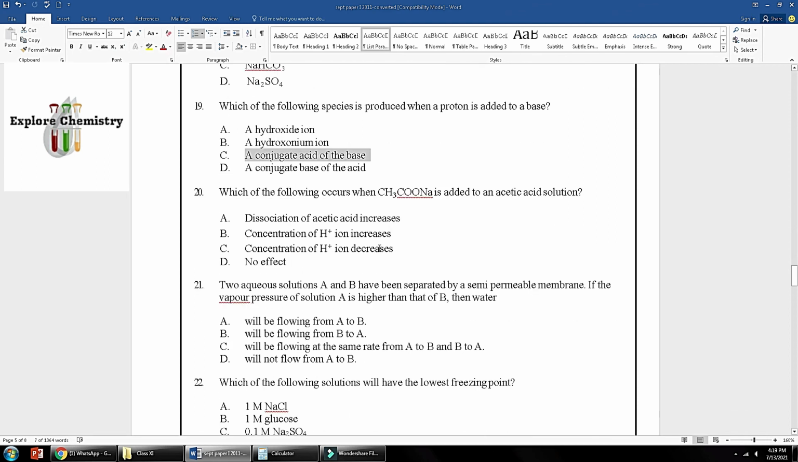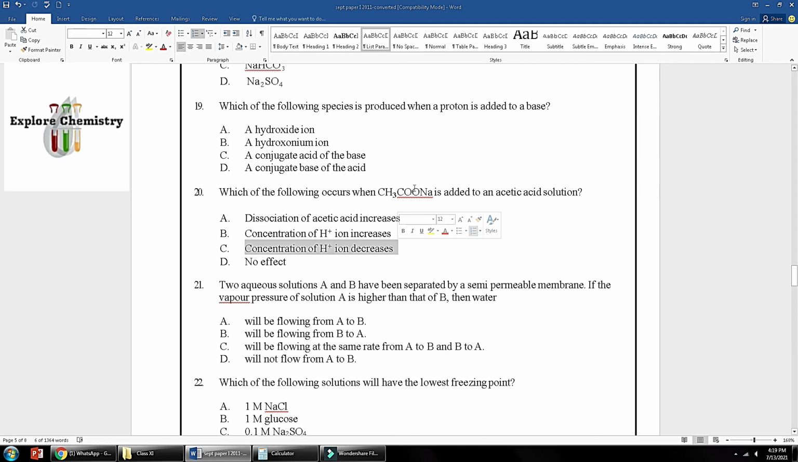Number 20, which of the following occurs when sodium acetate is added to an acetic acid solution? A buffer solution will form, I guess, and let's read the options. Option A is dissociation of acetic acid increase. No, due to common ion effect, acetic acid dissociation will decrease. Concentration of hydrogen ion will increase. No, concentration of acetate ion will increase and hydrogen ion will decrease. Concentration of hydrogen ion will decrease. Yes, this will be the correct answer.